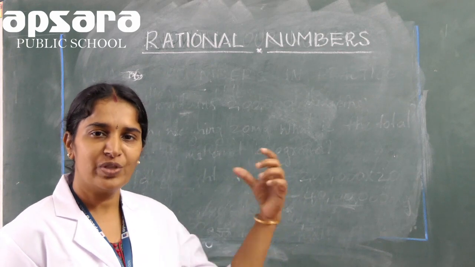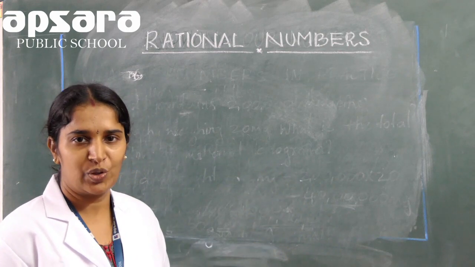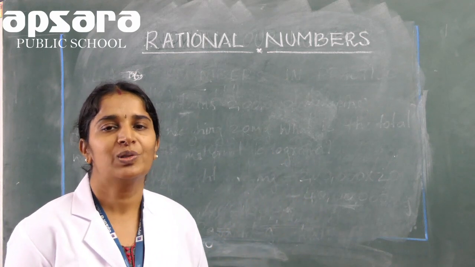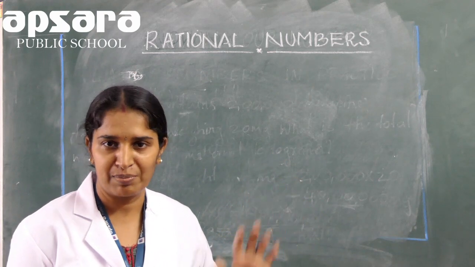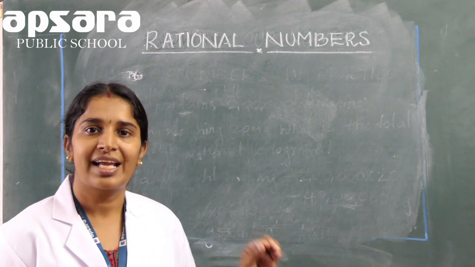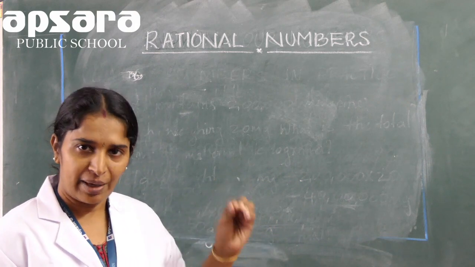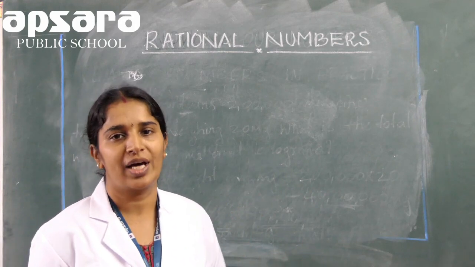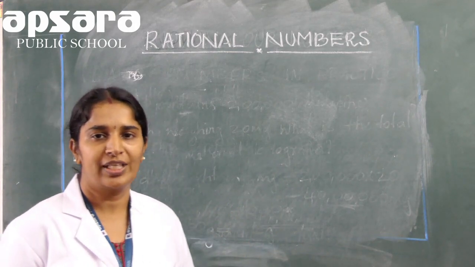A number which can be written in the form p by q, where p and q are integers and q not equal to 0 is called a rational number. What is a rational number? A number which can be written in the form p by q, where p and q are integers and q not equal to 0.